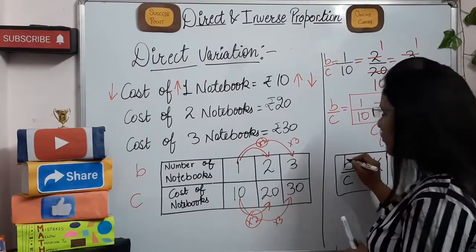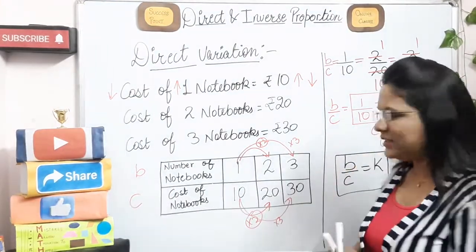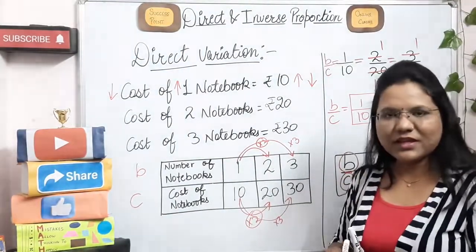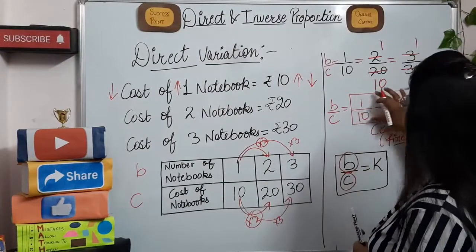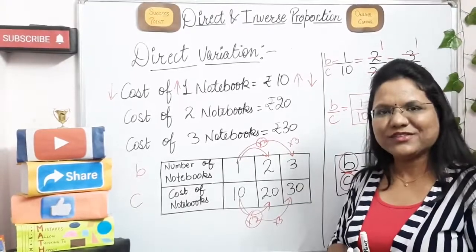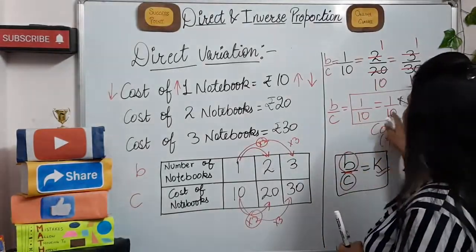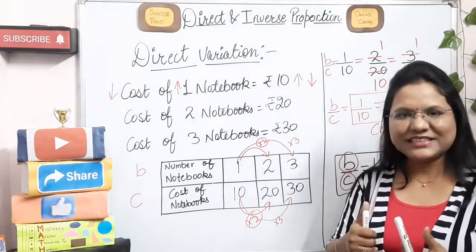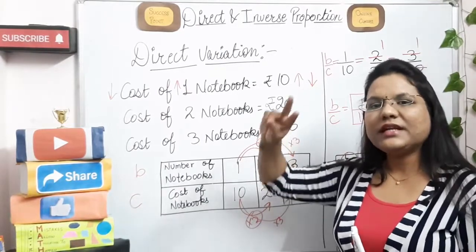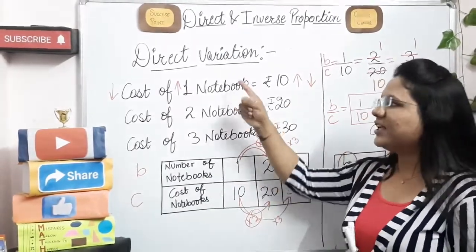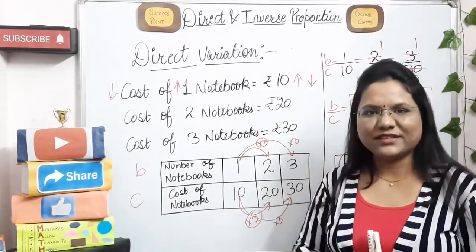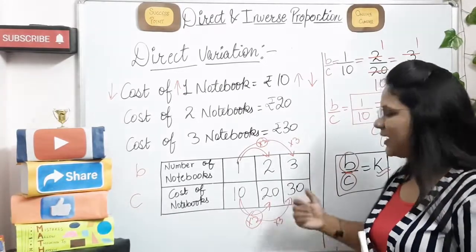What it shows guys? We are comparing two quantities: the number of notebooks and the cost of books. If we compare these two, everywhere we are getting equal values. What is K? K is a constant value. It is fixed. As you can see, 1 by 10, 1 by 10, 1 by 10. If both are increased equally or both are decreased equally, that means it is a case of direct variation. If one is increased and the second is decreased, we will discuss further. Okay guys? Now let's check the second type.